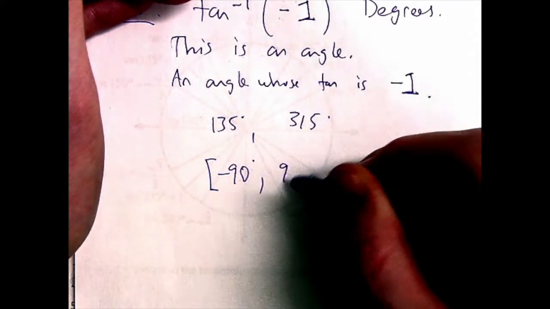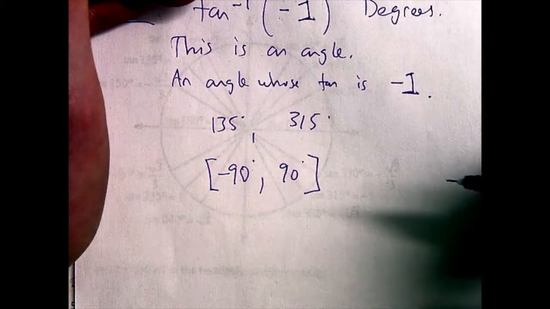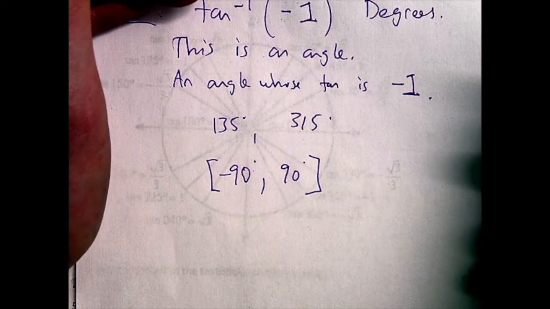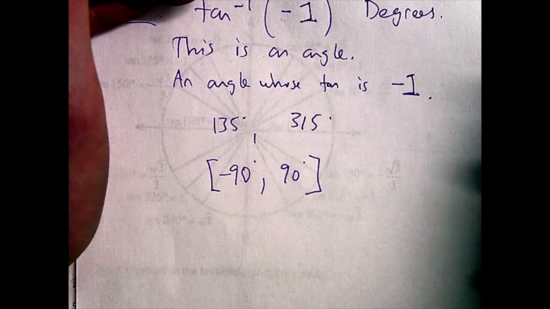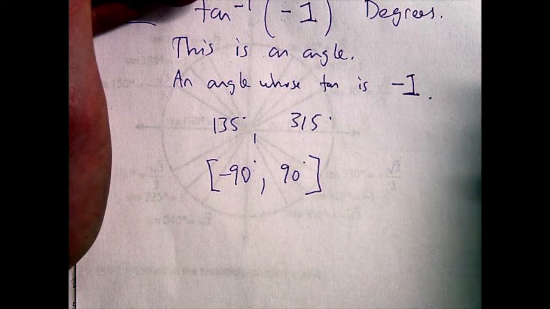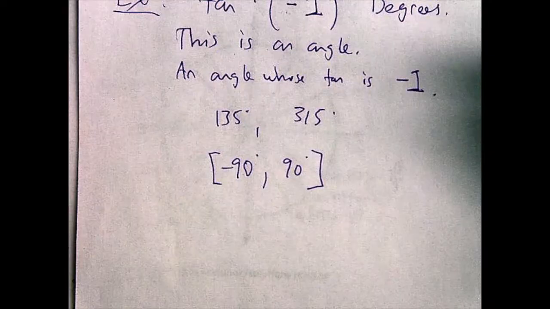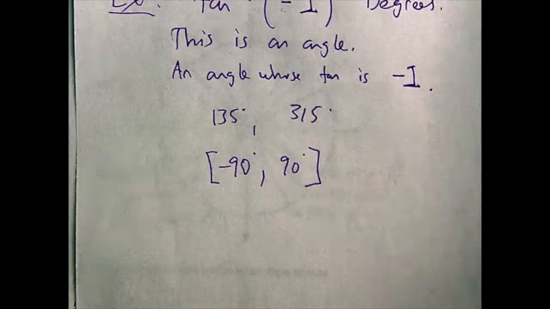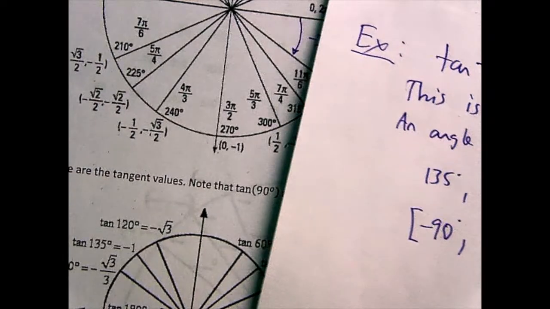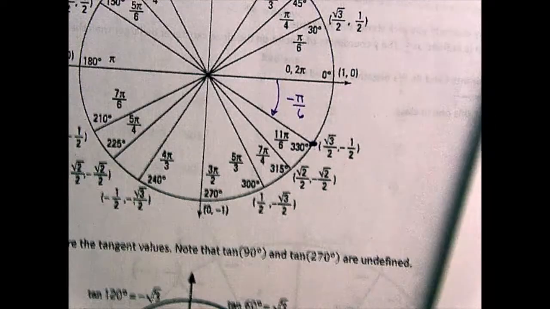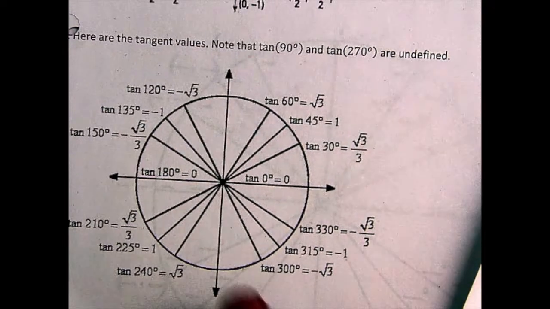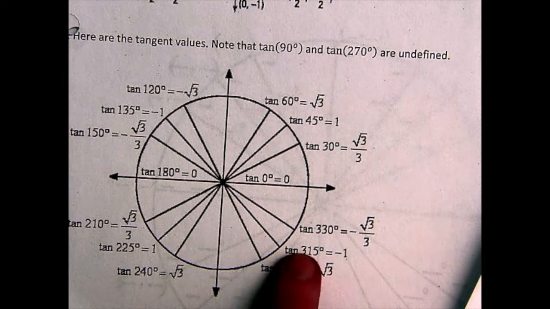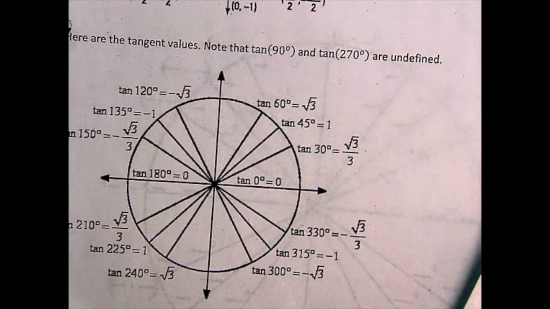Well, the inverse trig function, any inverse trig function, produces an angle. So this is the inverse tangent function of negative 1. This is an angle, okay? So we're looking for some kind of an angle. But of course, it's not just any angle. It's an angle whose tangent is negative 1. So we're looking for an angle whose tangent is negative 1.